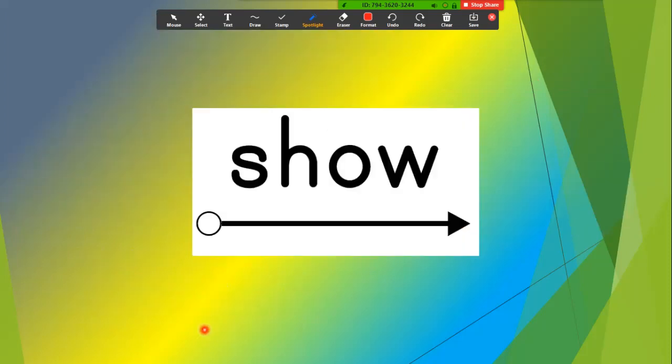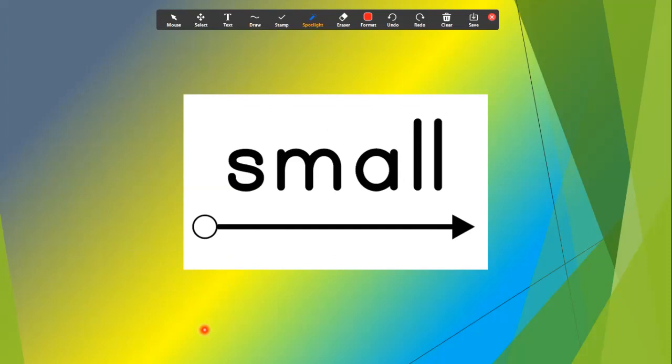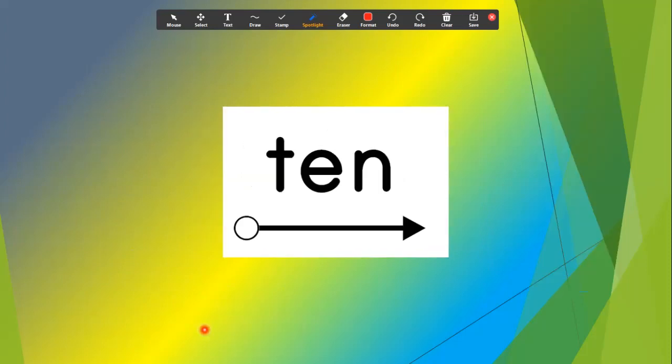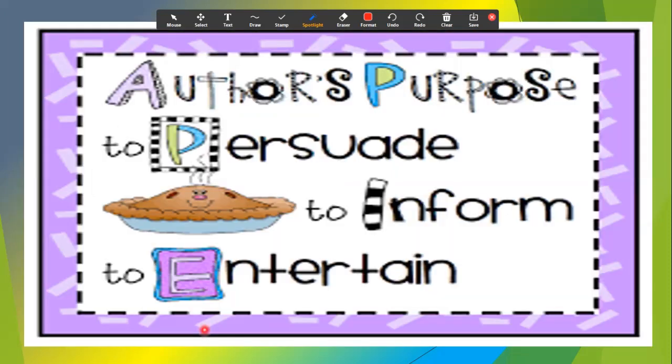The first word with me today is show, and sorry for not giving you pictures with the words, but I tried one time like that and one time like this. Show. Six. Repeat after me. Six. And they are so easy. Small, small, small. Start, start, start. Ten, ten, ten. I believe that those words are so easy.